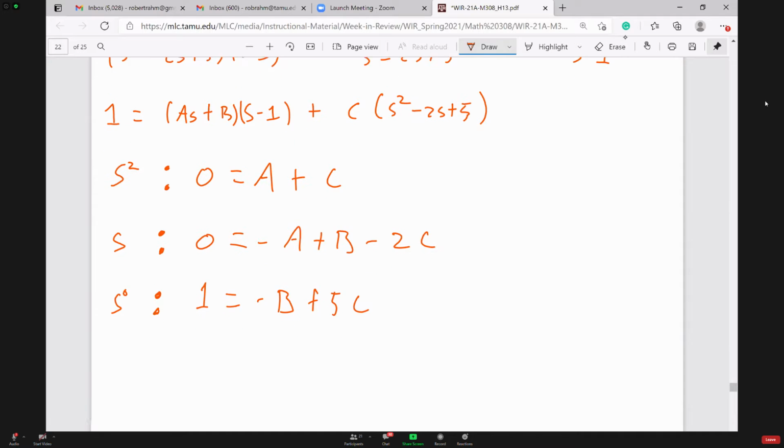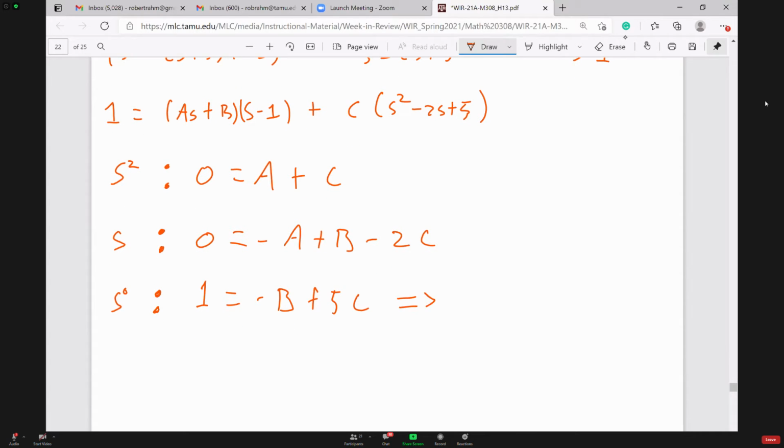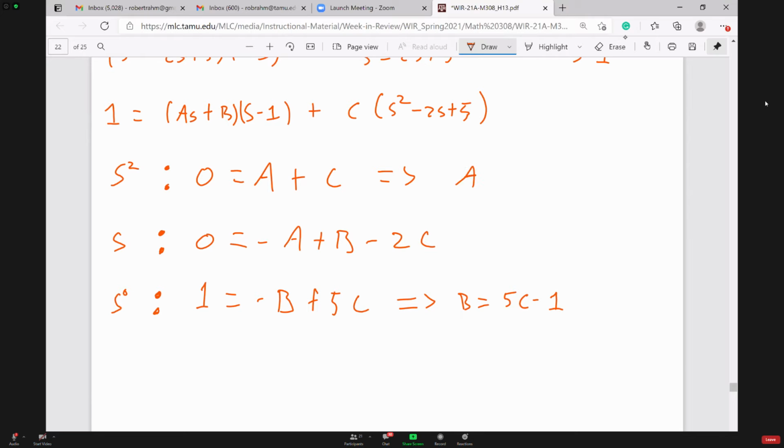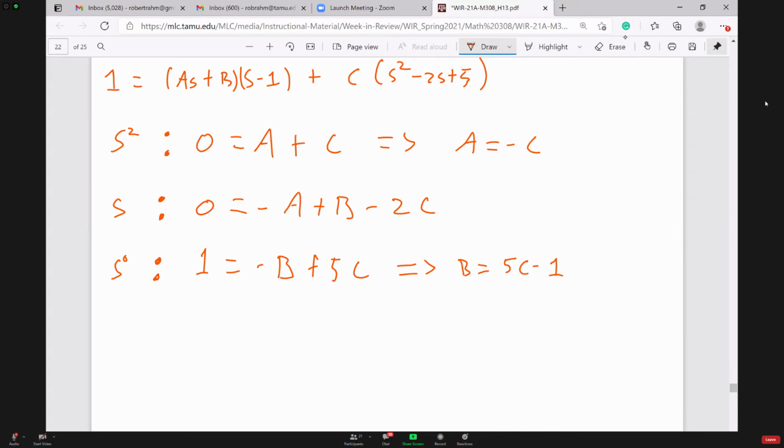Okay, so let's think about this. This bottom equation tells me that b is equal to 5c minus 1. This top equation tells me that a is equal to minus c. I'm going to take both of those expressions and plug them into the middle equation. So minus a is equal to c plus b, so that's going to be c plus 5c minus 1, and then minus 2c. Okay, what does this turn out to be?